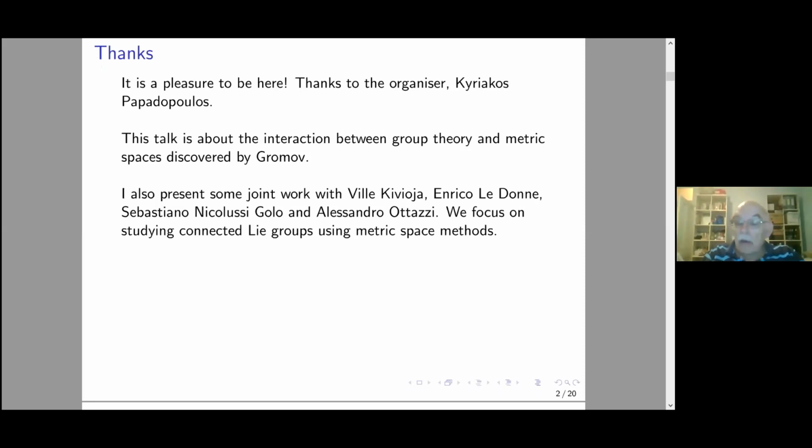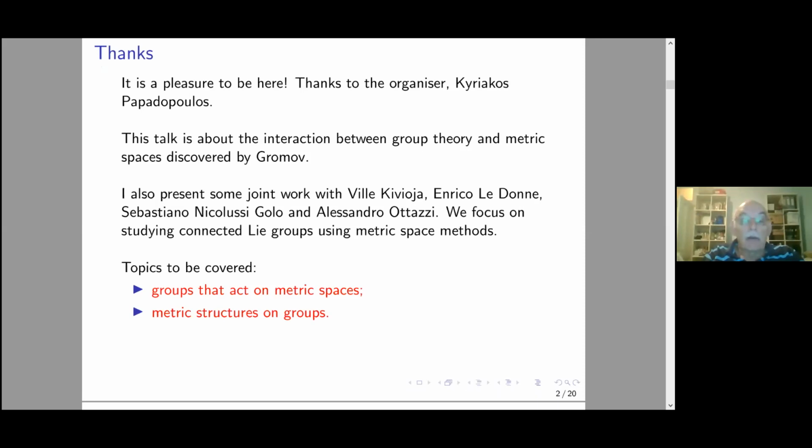So what should I talk about? I am going to talk a little bit about groups that act on metric spaces. I start out with a metric space, and then I look at groups of isometries on that, or I can start out with a group, and then I can try to put a metric structure on the group. So there are two ways in which I can think about this question.